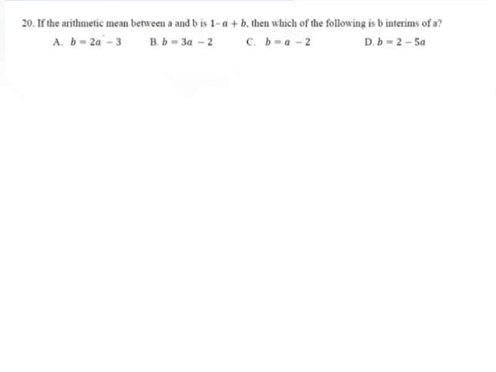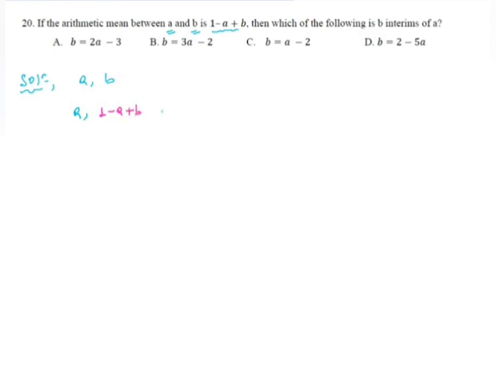If the arithmetic mean between A and B is 1 minus A plus B, then which of the following is B in terms of A? Here, what is given? Two numbers are given, A and B. Okay, so the arithmetic mean of A and B is given. So the arithmetic mean for these two terms is 1 minus A plus B.